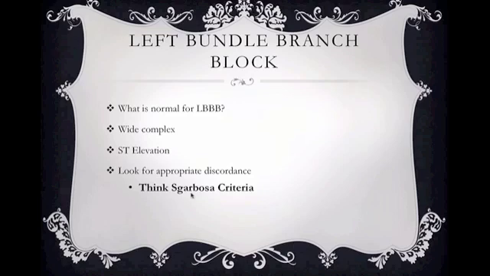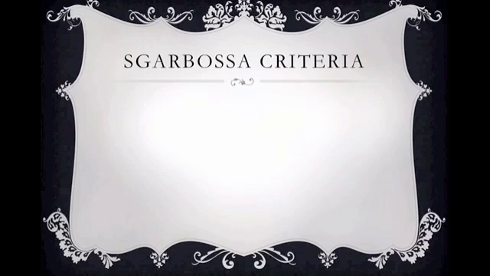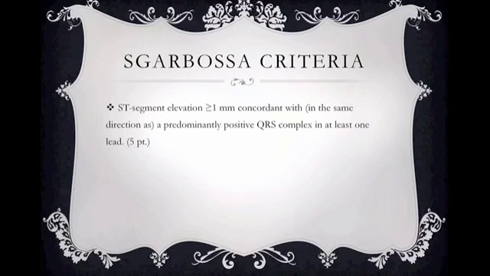So all that in mind, we're thinking about Sgarbossa criteria. So what is Sgarbossa criteria? Well, let's talk about that. Sgarbossa: ST segment elevation greater than or equal to 1 millimeter, concordant. That means in the same direction as a predominantly positive QRS complex in at least one lead. That's worth 5 points. A score of 3 or more points on Sgarbossa criteria equals STEMI.